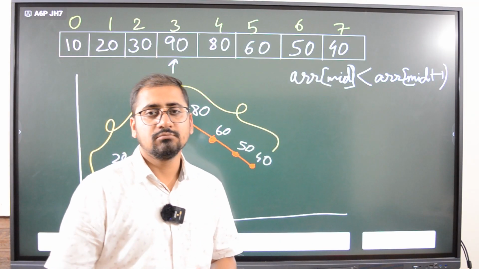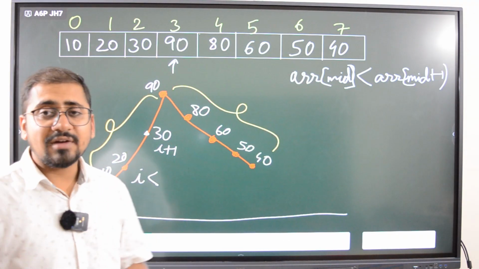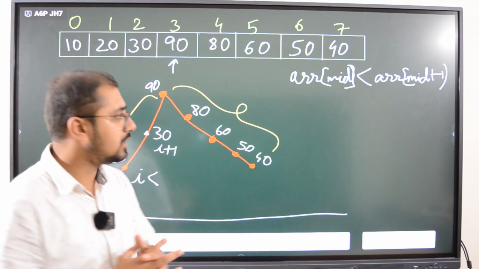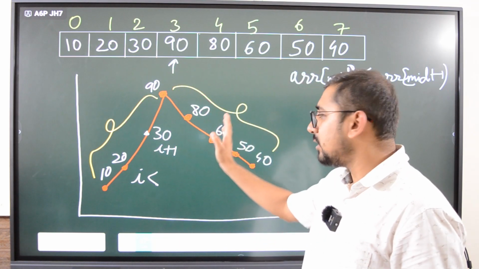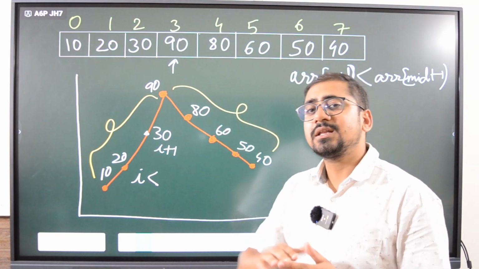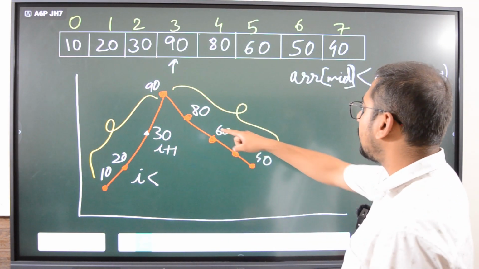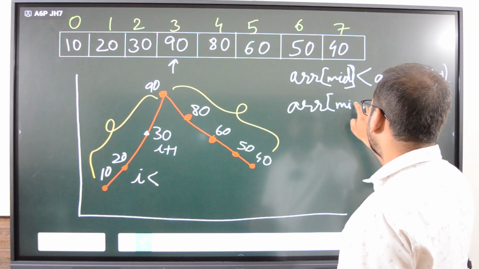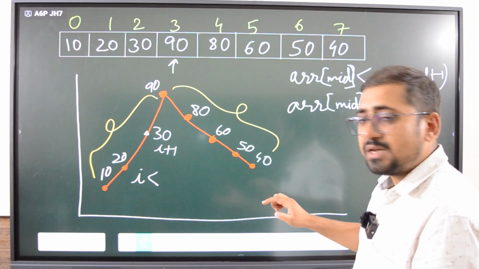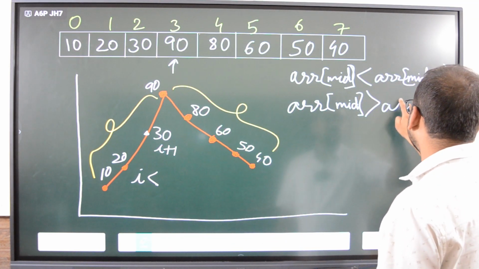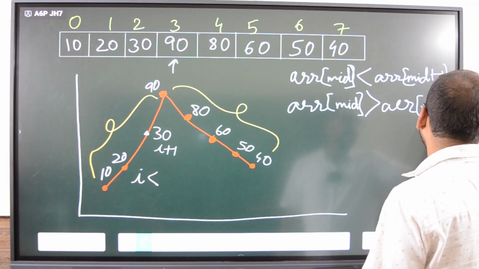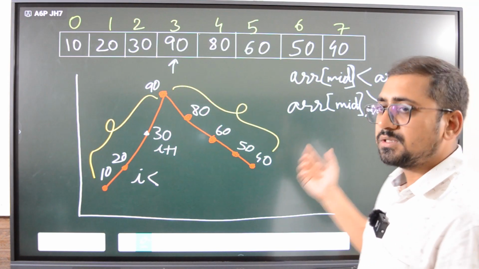Now suppose the mid value is on the right slope. What will be the condition then? If we are on this side, it is clear that the next element will be smaller. So for this case, the condition is going to be if ARR of mid is greater than ARR of mid plus 1. This is the second condition.